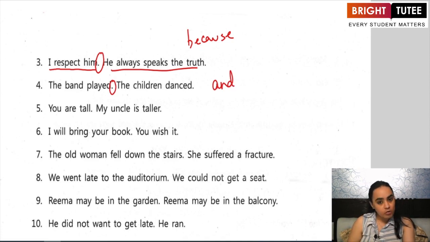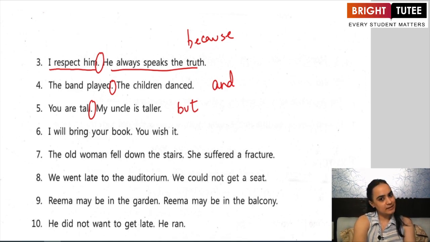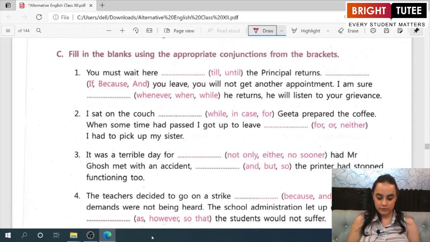You are tall, dash, my uncle is taller. There is a contradiction between the two things. You are tall, but who is taller? My uncle. So you are tall, but my uncle is taller. This way, I'm sure you can solve the rest of the sentences as well. Let us move on to the next question.